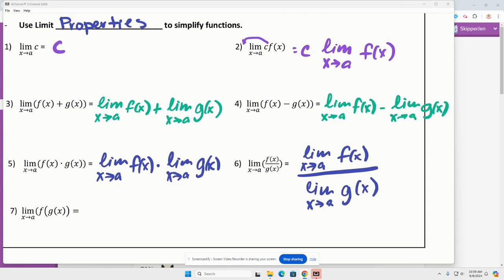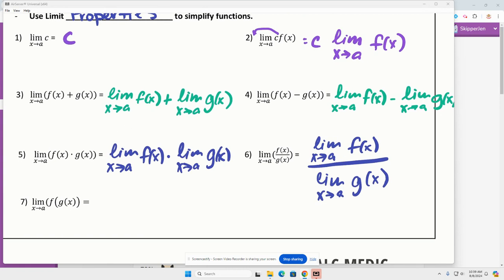All right, and then the composition one is really the only one that is just kind of different. So on all these other ones, like we had f and g, f would get a limit and g would get a limit. It doesn't happen on the composition. So if we have the limit of f of g of x as x approaches a, we can rewrite that as f of the limit as x approaches a of g of x. So you do a limit for g, and then whatever you get, you just plug that into f.